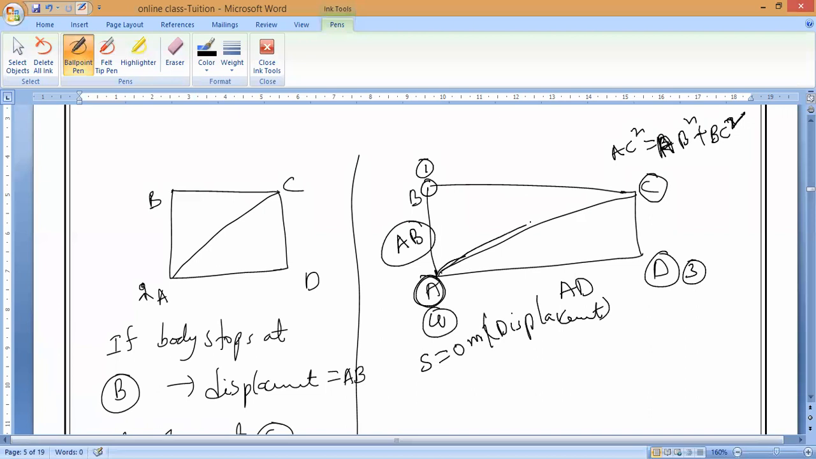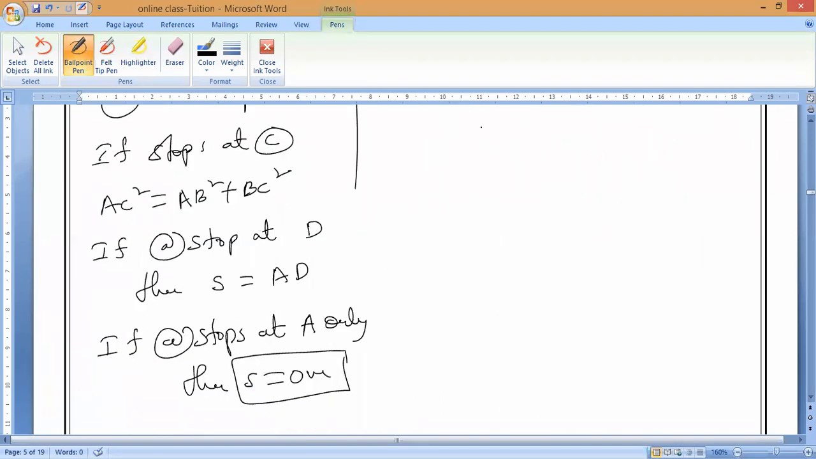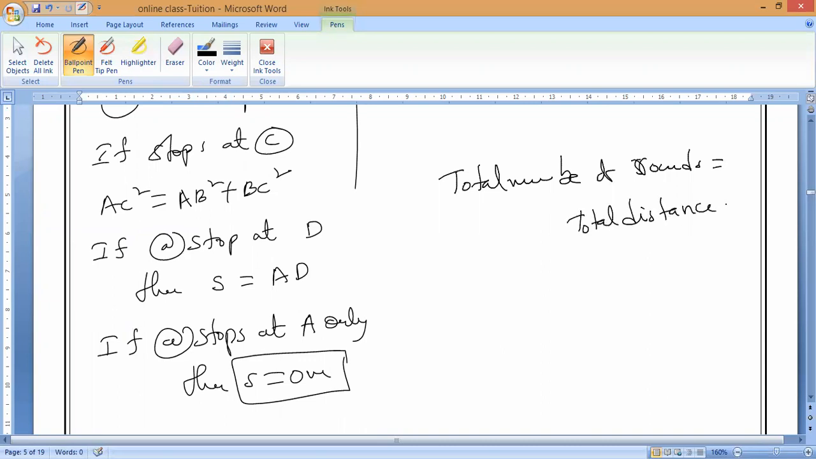Now, in this situation, we have to find the total number of rounds. What do we have to do to calculate the total distance? Please remember, the number of rounds is equal to the total distance traveled divided by the perimeter of the given shape. Okay, guys? So that is the total number of rounds.